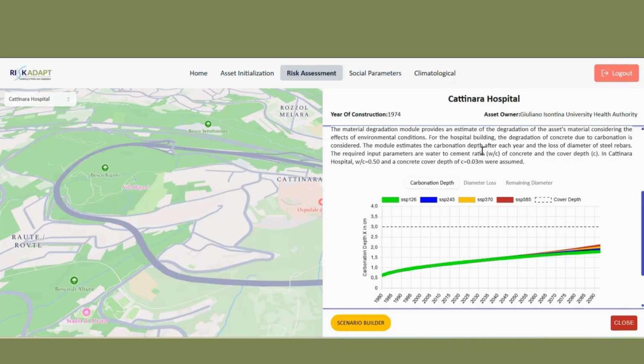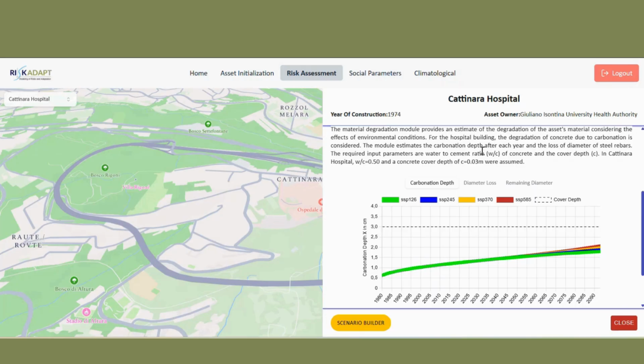In our models, we need a lot of parameters, but a very important parameter is the water to cement ratio, which was assumed to be 0.5 in our case, and a concrete cover depth, which after talking with experts, and especially Mr. Kalidromitis, who is an expert in construction engineering, we thought that an assumption of 3 centimeters is valid for this type of building.